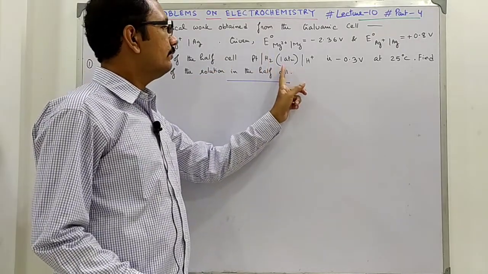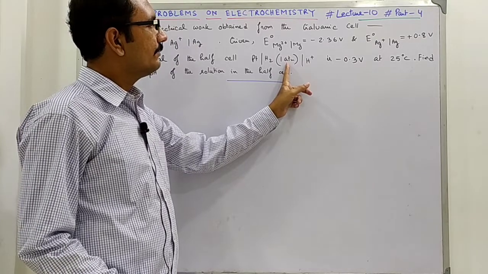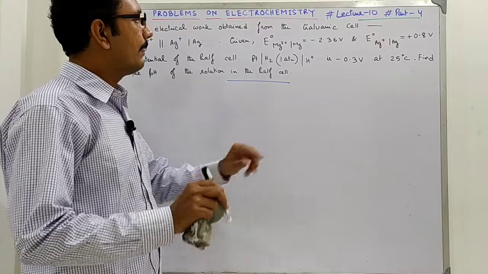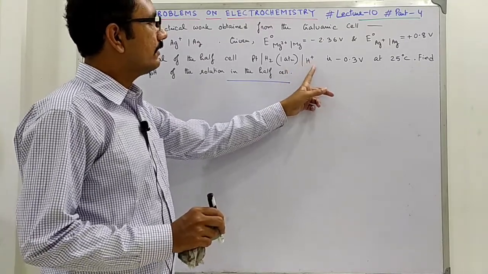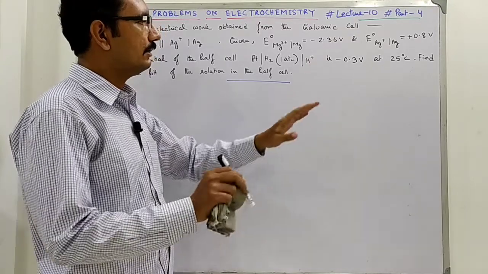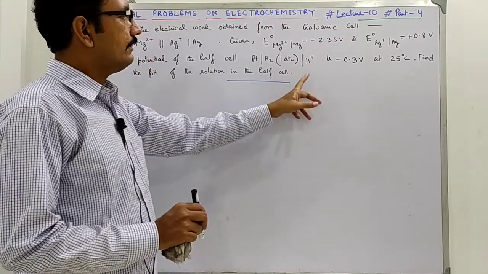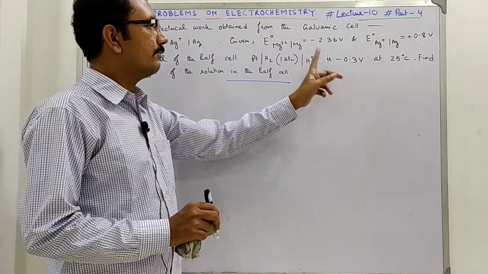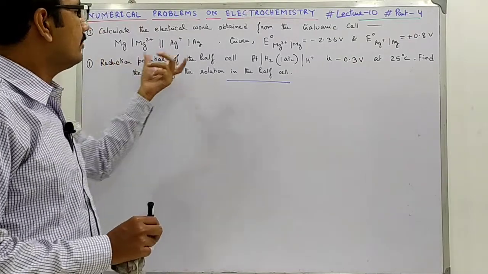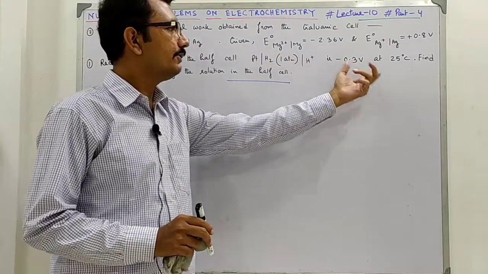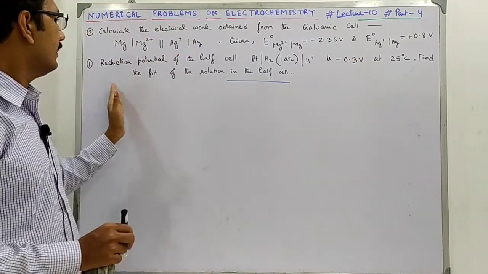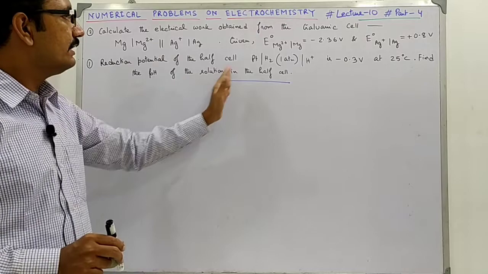Now, this problem is about the reduction potential of the half cell Pt, H2, with the pressure kept at 1 atm. So it is identical to the standard hydrogen electrode, but the H+ concentration is changed from 1 molar to some other concentration, so that the reduction potential has changed from 0 volt to minus 0.3 volt. So the reduction potential of the given half cell is minus 0.3 volt at 25 degrees centigrade, and you have to find the pH of the solution in the half cell.